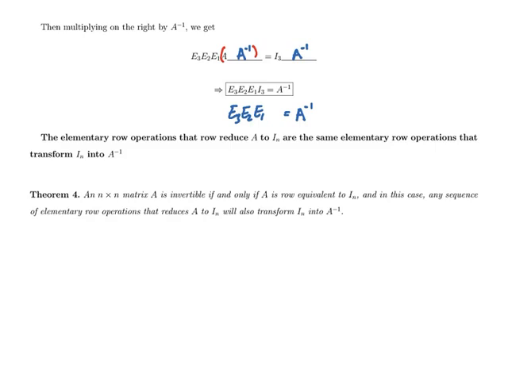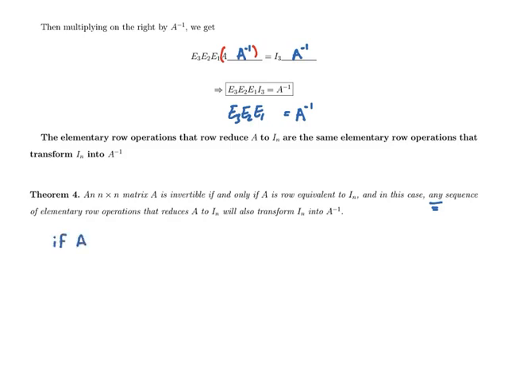So bringing it all together, we have the elementary row operations that row reduce A to the identity matrix. This is the idea that we brought in the first 2 sections of this course. Those are the same elementary row operations that transform the identity matrix into A inverse. And we get this theorem that an n by n matrix A is invertible if and only if A is row equivalent to the identity matrix. And in this case, there's more than one way to get to the identity; any sequence of elementary row operations that reduce A to In will also transform In into A inverse.